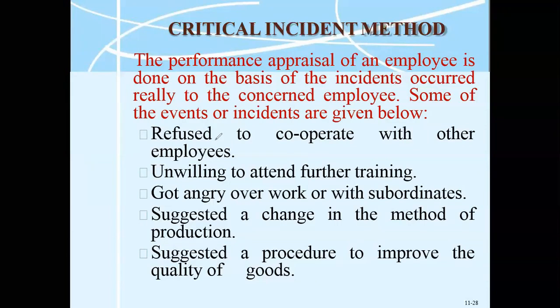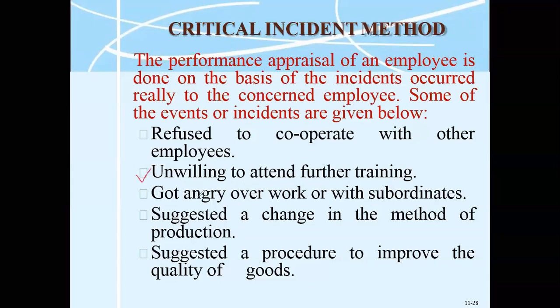So certain incidents, sorry, like this that is shown on your screen, some of the certain options are there on the format, and based on those incidents we have to choose what kind of characteristics that particular employee has, like refuse to cooperate with other employees, unwilling to attend the further training. So for example, if that particular employee once upon a time, in a particular period of time, did not respond well to the further training, and if that employee is not interested in further training, then what happens?